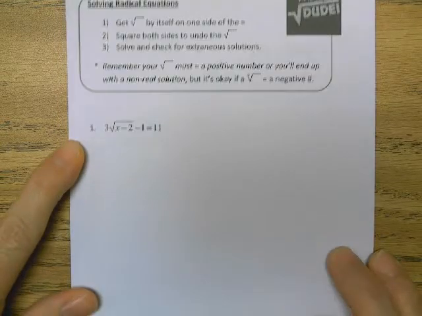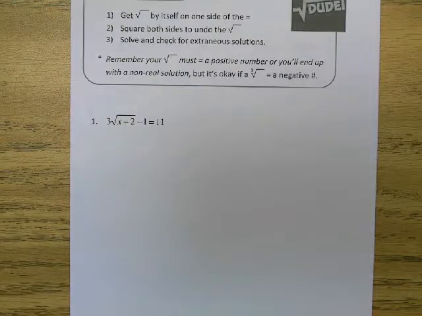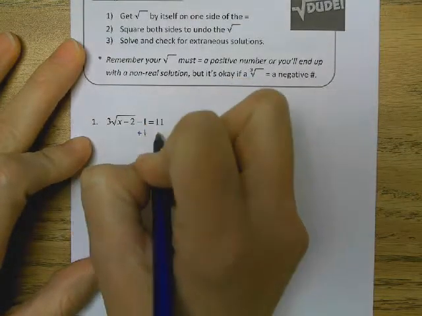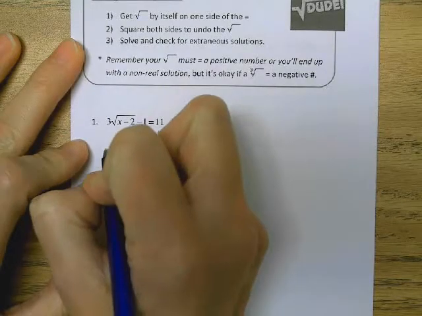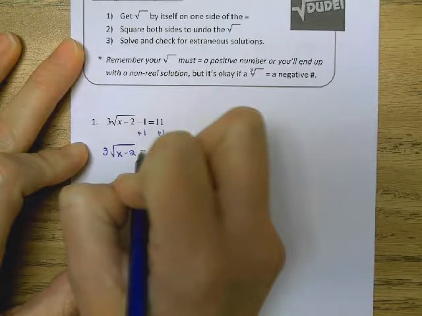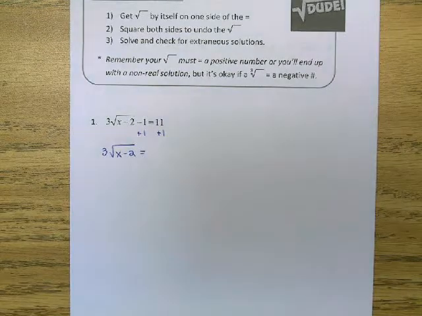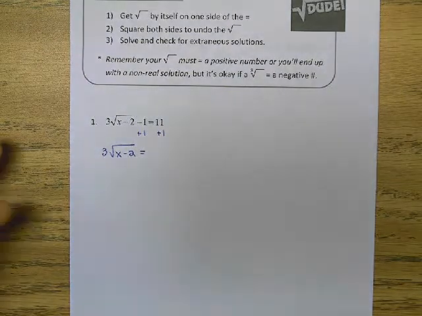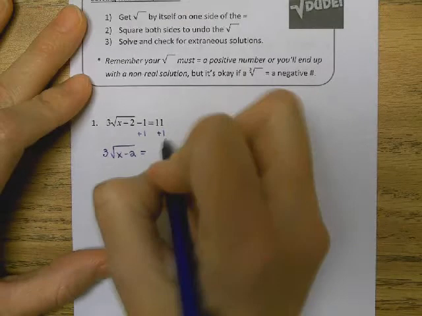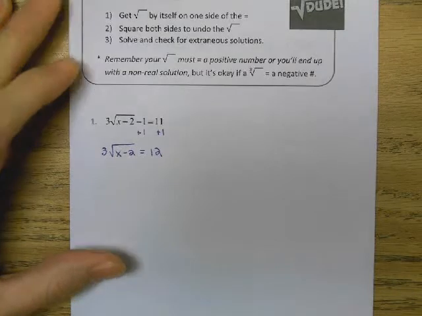Alright, so let's look at this first one. I have 3 times the square root of x minus 2, minus 1 equals 11. So I want to get the square root by itself. So the first thing I'm going to do is add this 1 to the other side. Then I'm going to get 3 times the square root of x minus 2. Okay, so picking back up since we got interrupted by the announcement, I added the 1 over there, so I'm going to get a 12.